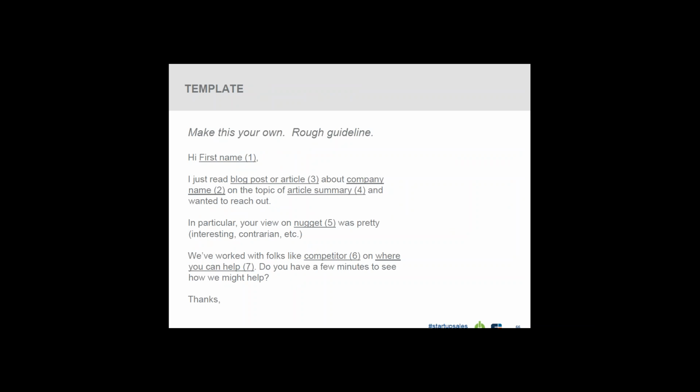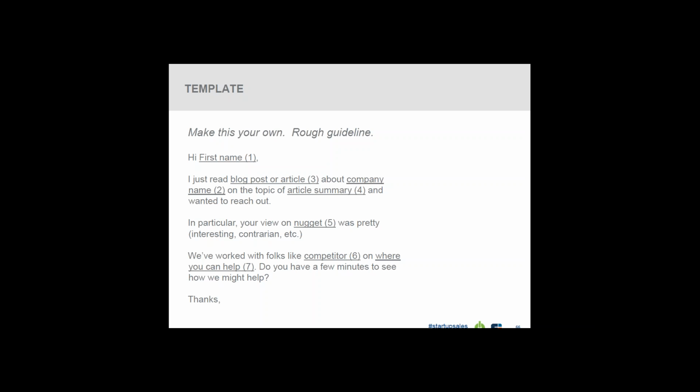And so what this will look like is this kind of template. I'm reticent in sharing templates because people kind of blindly use them. So you take this and make it your own. This is not the perfect template, but it gives you at least a guideline, right? So it's like, hi Joe, or hi Anand, I read your post about your content marketing power law. On the topic of X in particular, I thought your view on whatever it might be was really contrarian or interesting. We've worked with folks like your competitor and we can help here. Do you have a few minutes to see how we can help, right?